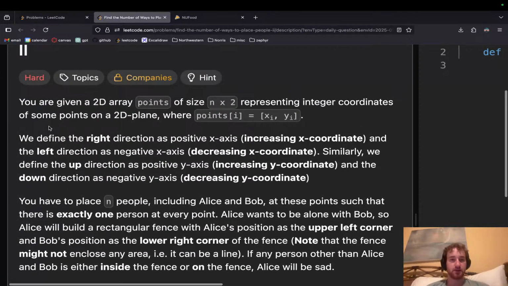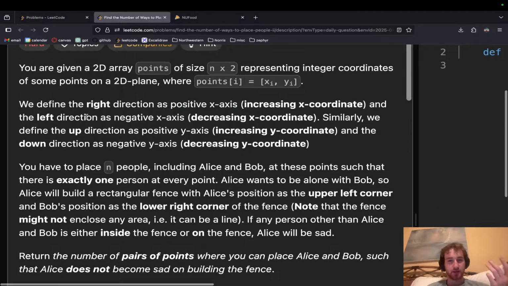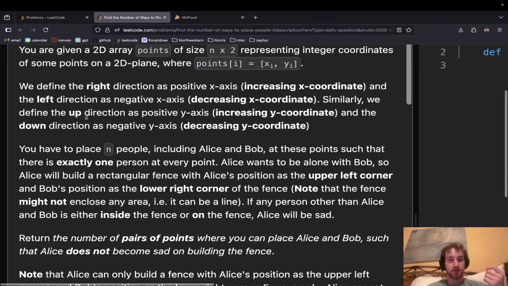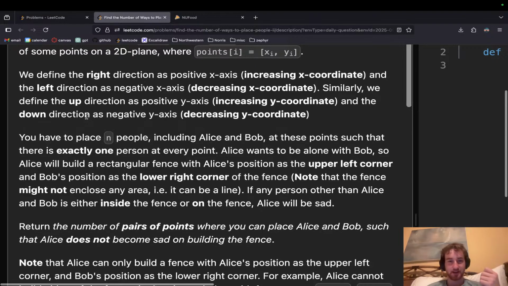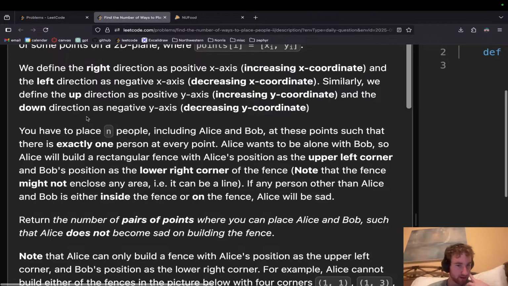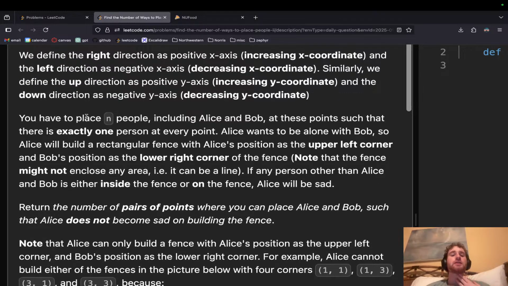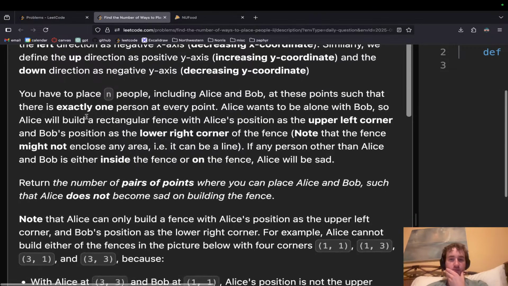I'm given a 2D array points, okay, the same thing as last time, representing integer coordinates. Sure. We define the right direction as the positive x-axis and the left direction as the negative. I mean, this just looks like yesterday's. Similarly, we define the up direction as, yeah, okay, whatever. You have to place n people, including Alice and Bob, at these points, such that there's exactly one person at every point.